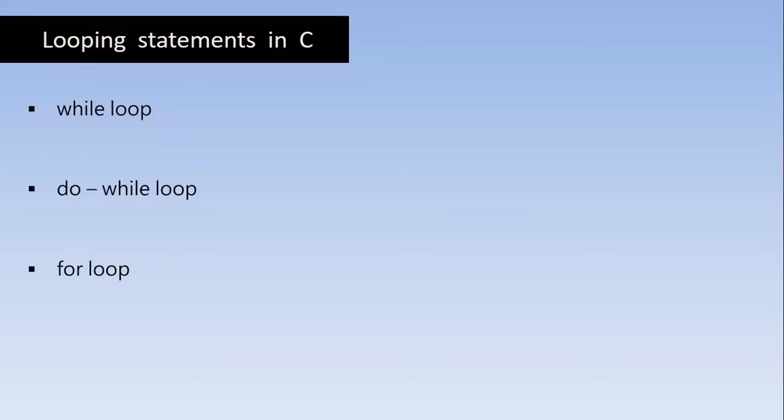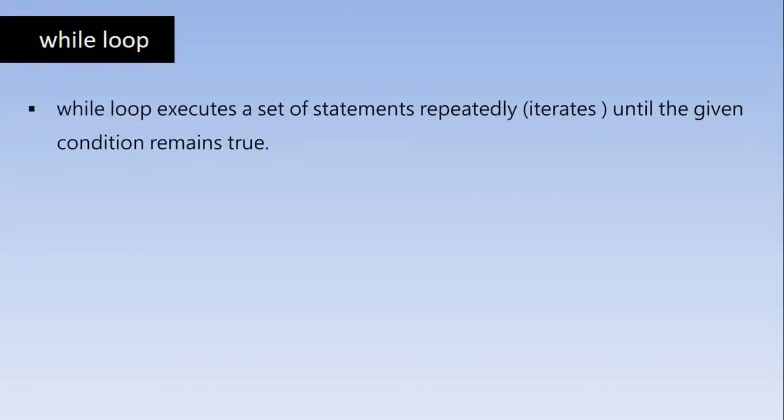Right. So first we'll look at how the while loop works. A while loop executes a set of statements repeatedly as long as the given condition remains true. Before writing the block of code that will be executed, we'll write the condition. First the compiler checks the condition, then goes and executes the block of code. The condition is checked every time, and the code is executed every time until the condition is no longer true.